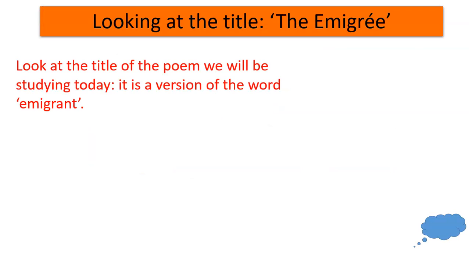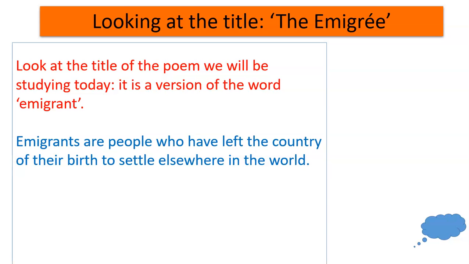So let's start the poem. Looking at the title, first of all, The Emigree. That might be a word that sounds slightly familiar to you. It is a version of the word emigrant, which sounds similar to the word immigrant, which is the word you've probably heard. With emigrant, we mean people who've left the country of their birth to settle elsewhere in the world.